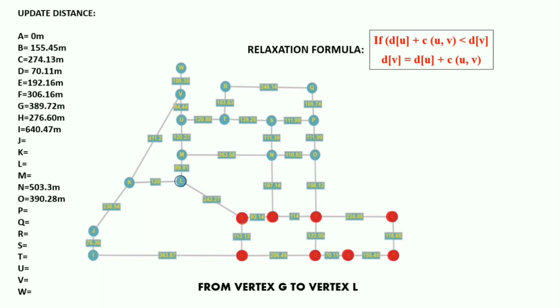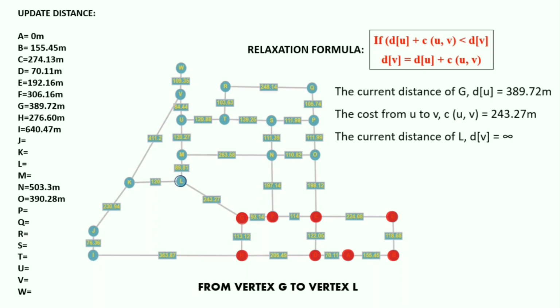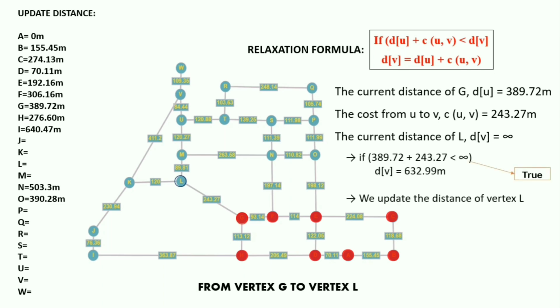The vertex connected to vertex G are vertex L and not vertex F because we already visit vertex F. So we will perform relaxation to vertex L. From vertex G to vertex L, the current distance of G is 389.72 meter, while the cost from U to V is 243.27 meter, and the current distance of L is infinite. So this is the condition. It is true, so we will update the distance of vertex L.